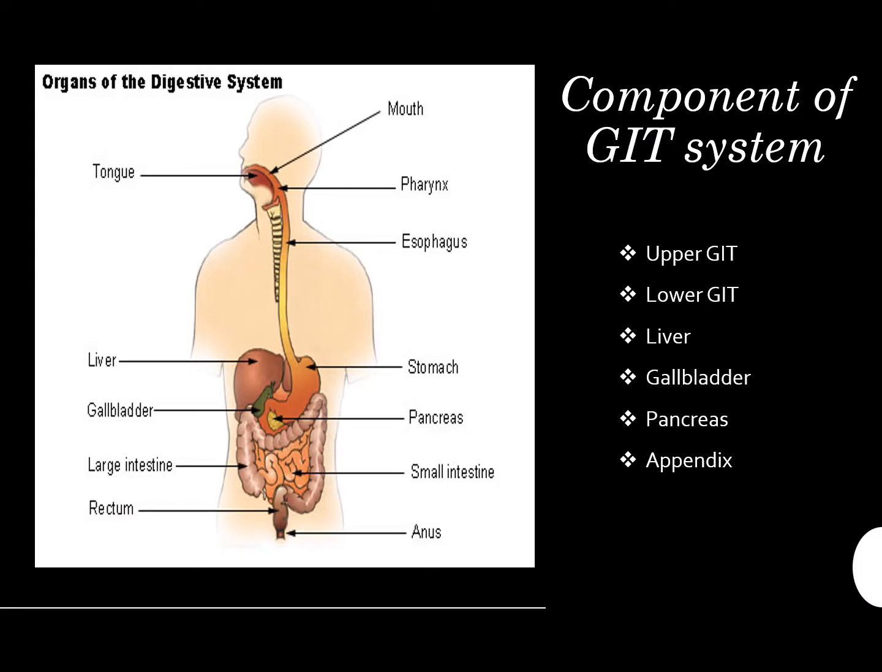What are the components of a GIT system? As you can see here, it can be classified into upper GIT, lower GIT, liver, gallbladder, pancreas, and appendix. Appendix ni lah. Here appendix. In the upper GIT we have mouth, tongue, pharynx, esophagus. Lower GIT is here: large intestine, small intestine, stomach, pancreas. The pancreas is leaf-like in shape, and then gallbladder and liver.